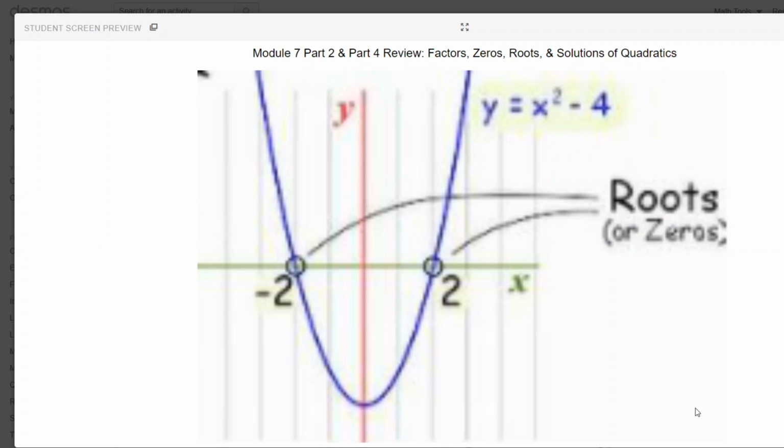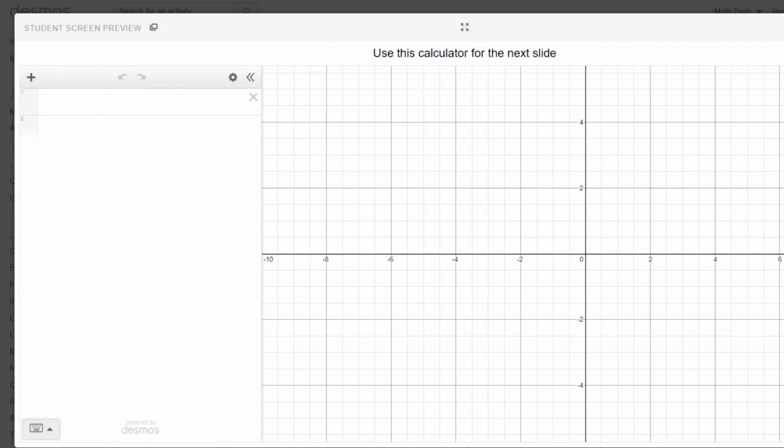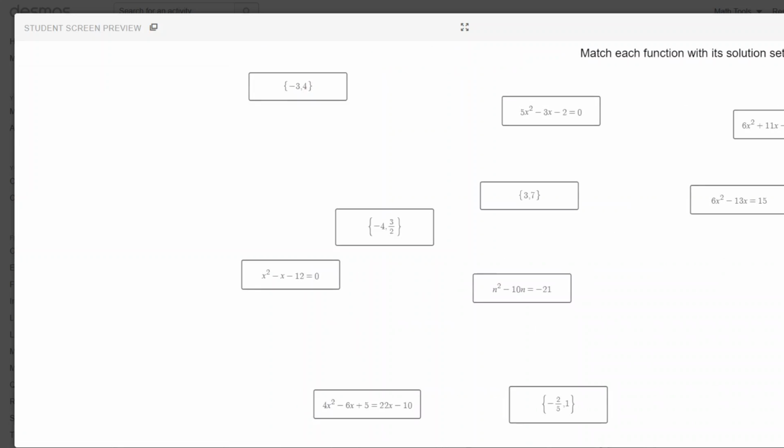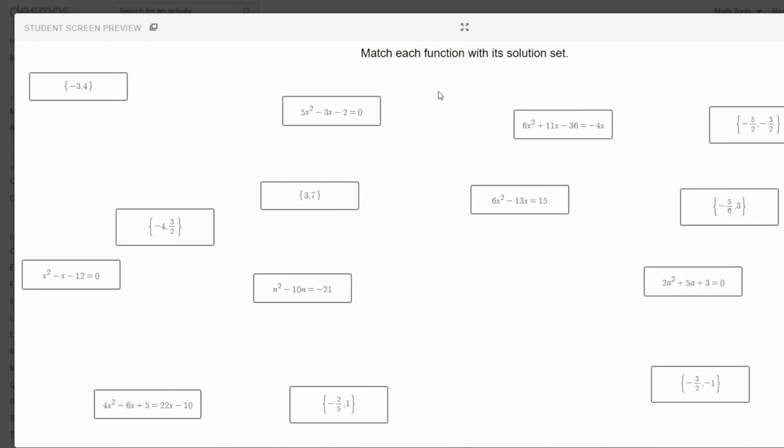This is a test review for Module 7, Part 2 and Part 4. We've actually combined this into just one section of the test, basically because it is very, very similar. So let's take a look at factors, zeros, roots, and solutions. On this question here, match each function with its solution set.